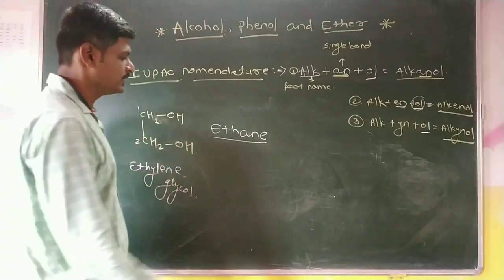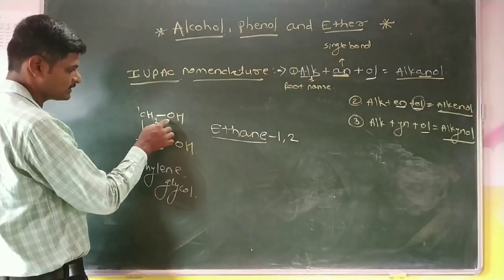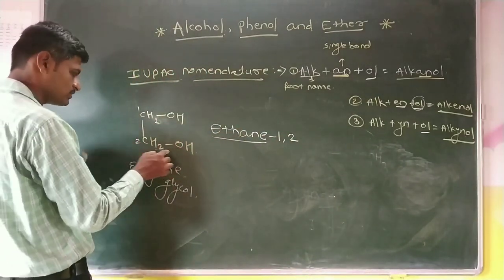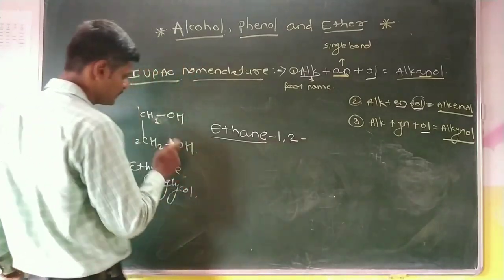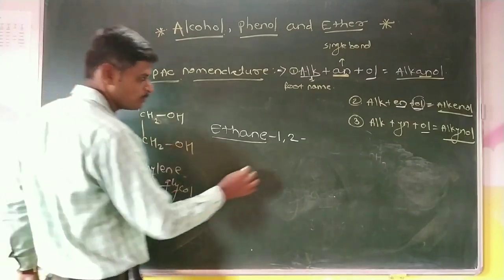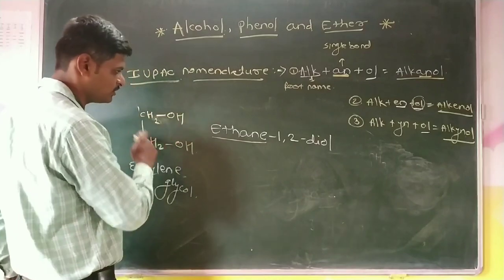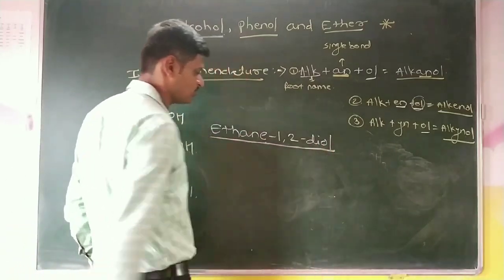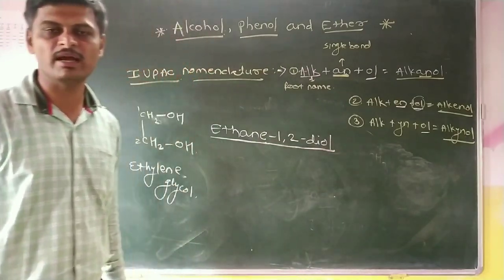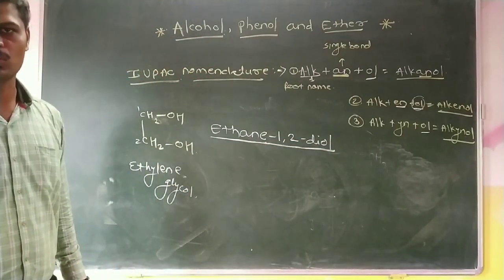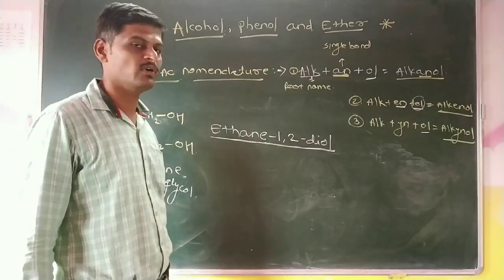Okay. After ethane, it is first and second, because this hydroxyl group is on the first carbon atom and this hydroxyl group is on the second carbon atom. The first and second. But two hydroxyl groups are here, therefore di. And this hydroxyl group is OH, therefore ol. So the IUPAC nomenclature of this compound is ethane-1,2-diol. Ethane-1,2-diol. Okay, guys, this is the IUPAC nomenclature of alcohol.